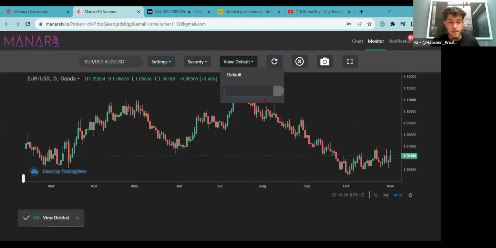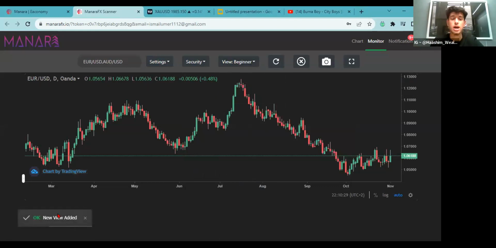And then all I'm going to do is go over here to view default, and I'm just going to type in a thing right now that I can use. I'm going to type in begin, okay? And then I'm going to click add. And as you can see, it's now being added.